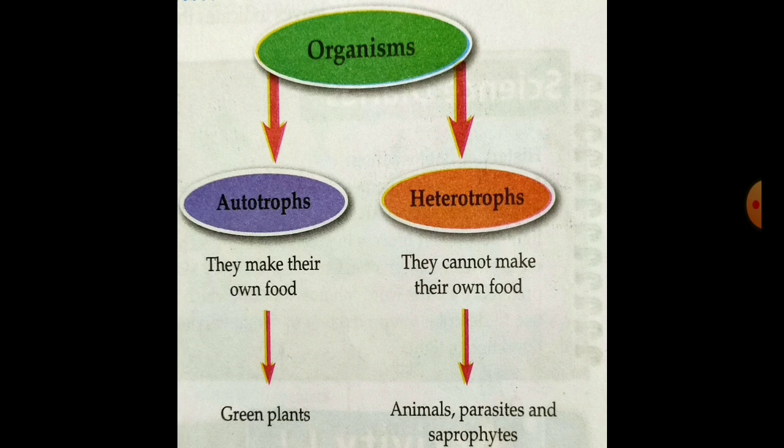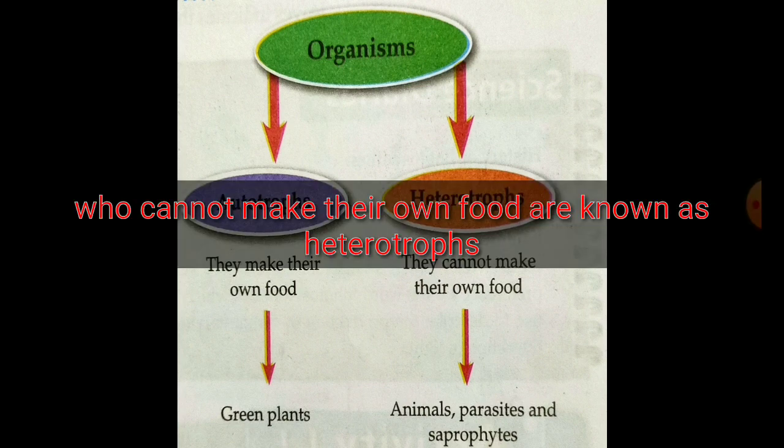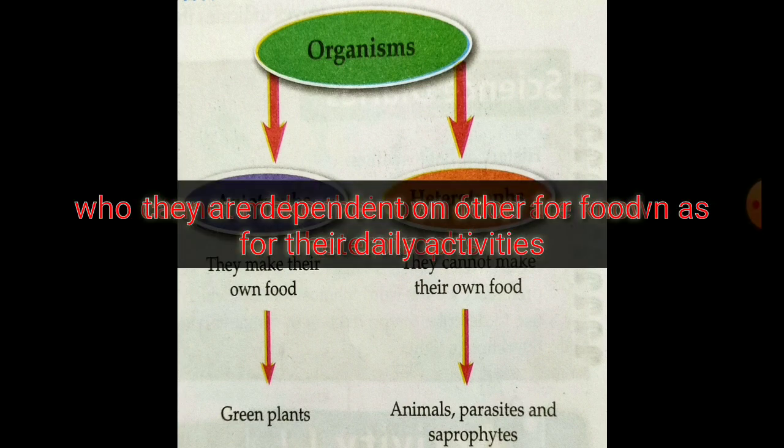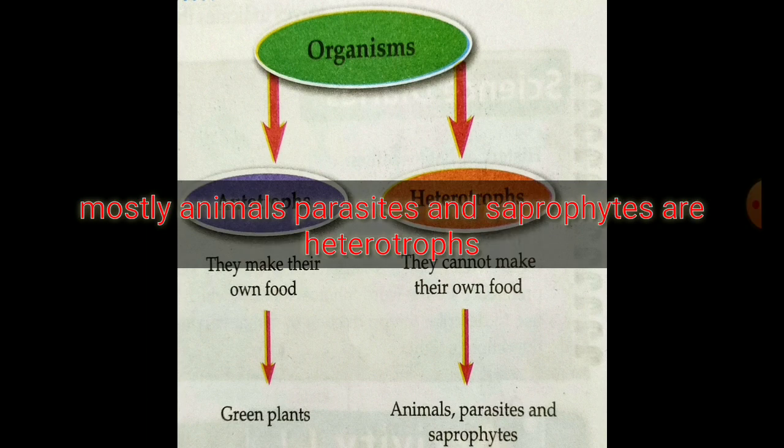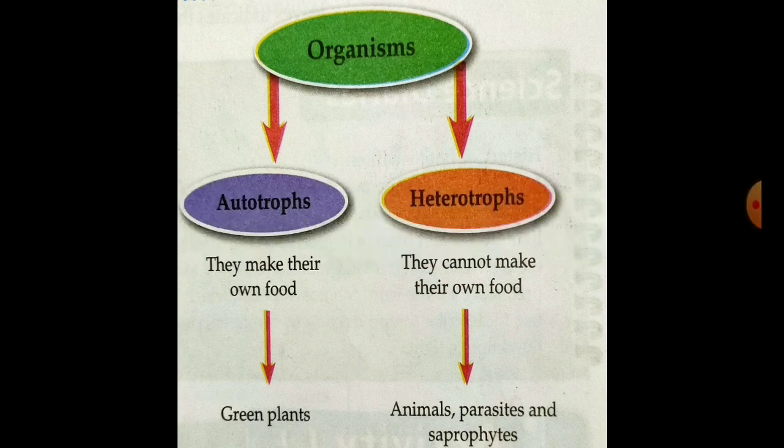The second kind of organisms are heterotrophs. Heterotrophs cannot make their own food. They are dependent on others to get the food in their daily activities. So mostly animals, parasites and saprophytes are known as heterotrophs because they are dependent on others to get the food.